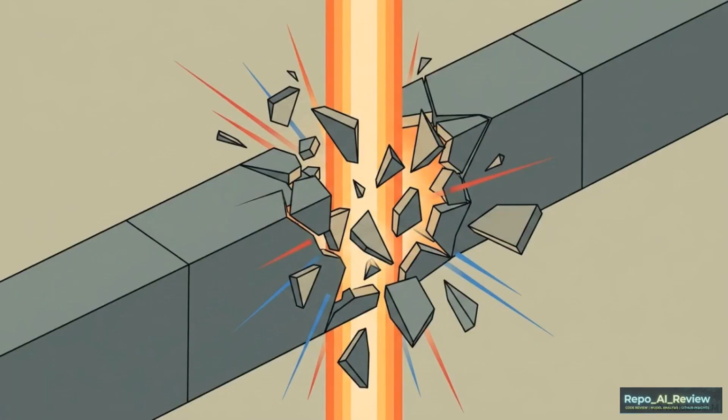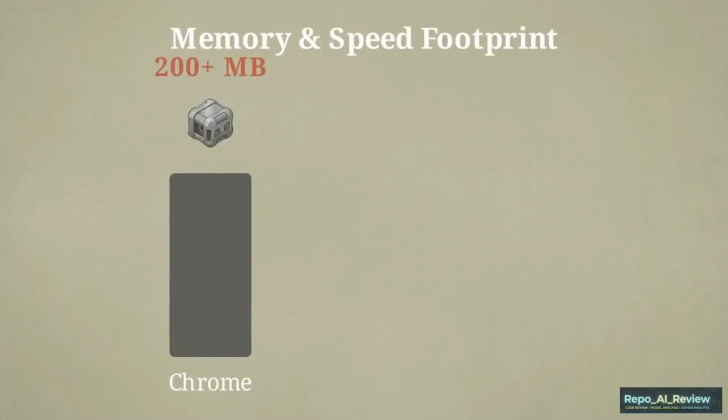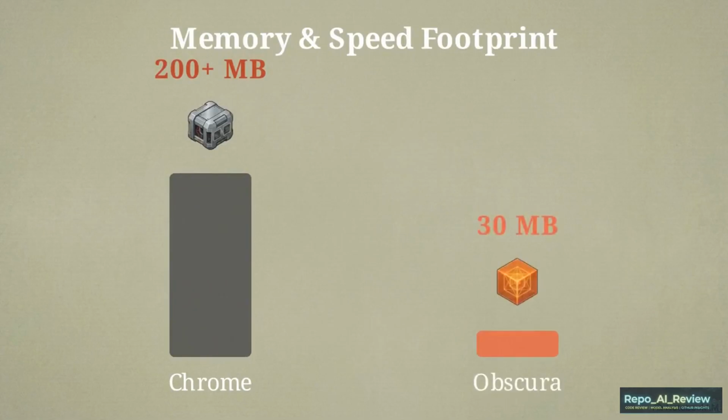Obscura removes that ceiling. It is a completely new headless browser engine written from the ground up in Rust, specifically optimized for automation rather than human use. This chart compares memory demands. By cutting desktop baggage, Obscura compresses its footprint to just 30 megabytes.